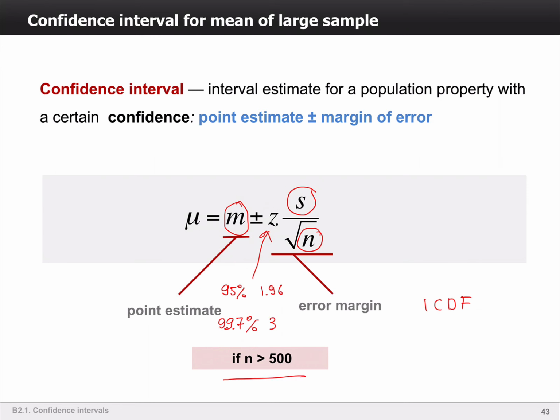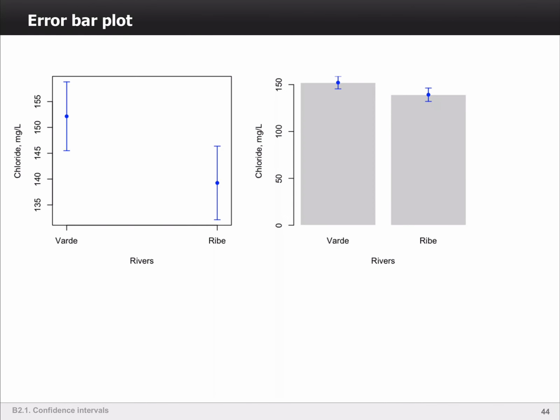Well, what to do with confidence intervals? Well, first of all, it's a good estimate, so you can say something about the population. You can also represent the confidence intervals using an error bar plot. For example, in this case, you see I have chloride content in Wade and Ribe, and I have an error bar plot. This is the average of my sample, and this is the confidence interval. In this case, I use a 95% confidence interval.